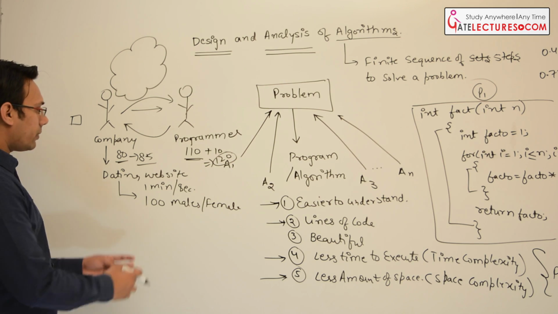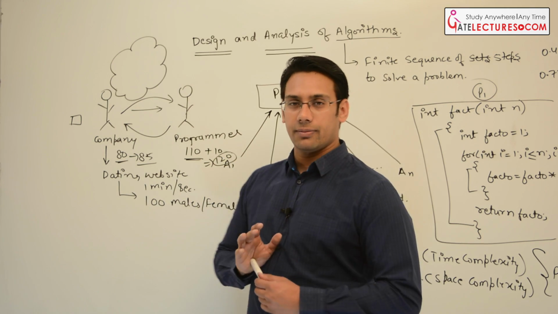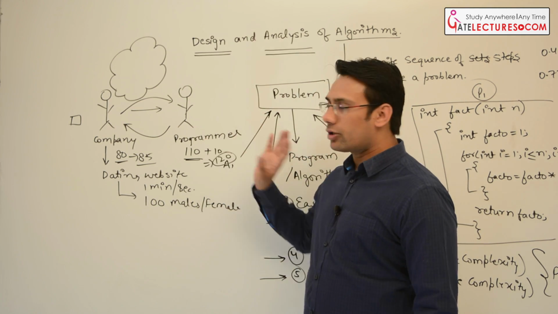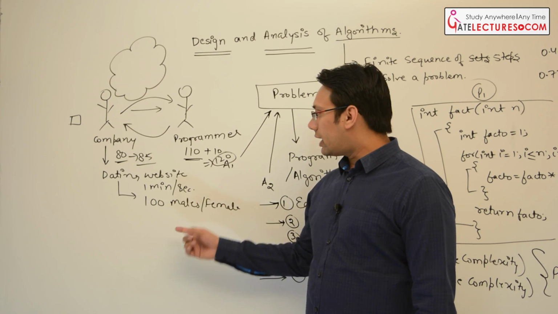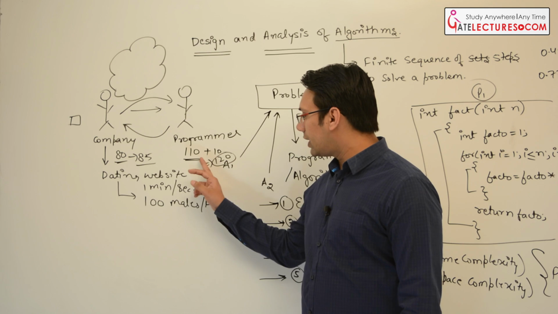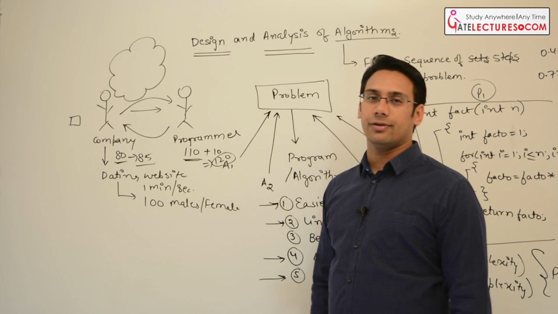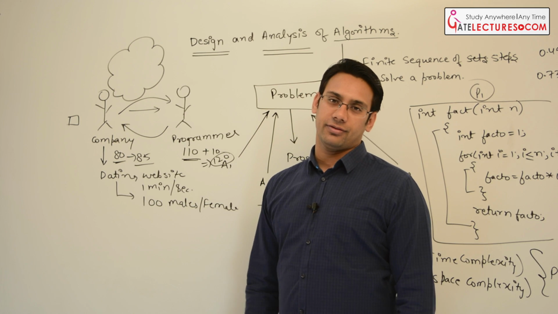Right? Now see, you have done the program in a better way. You have done your best. You have delivered the program to the company or the client. Now the client is complaining that I wanted a program to deliver me at least 100 males or females, but on my system this program is going to give only 80 to 85.